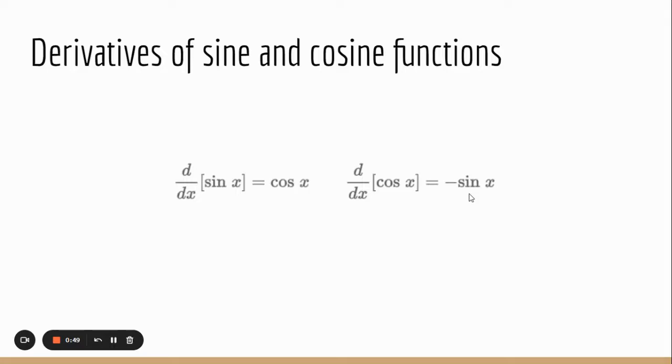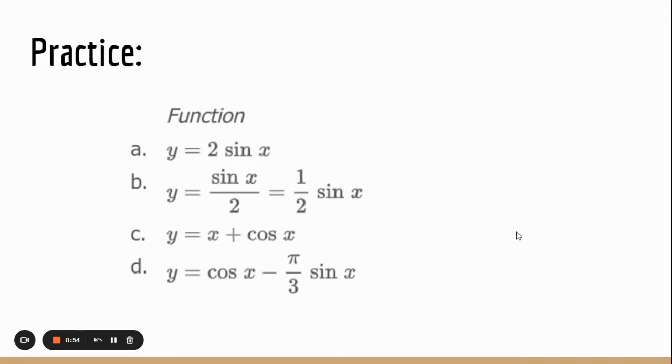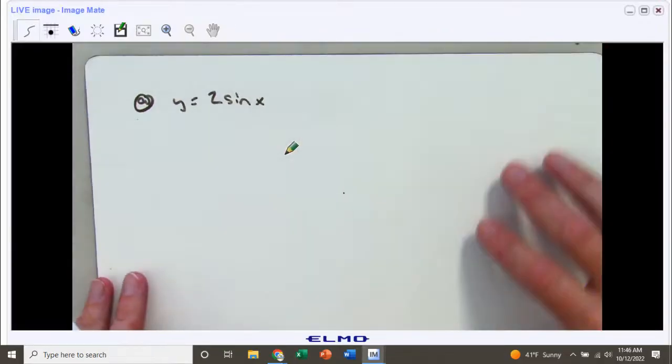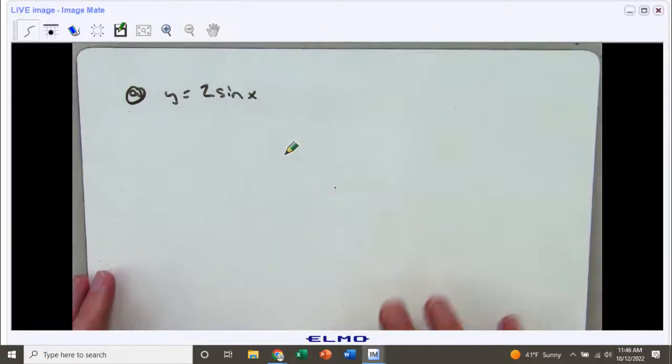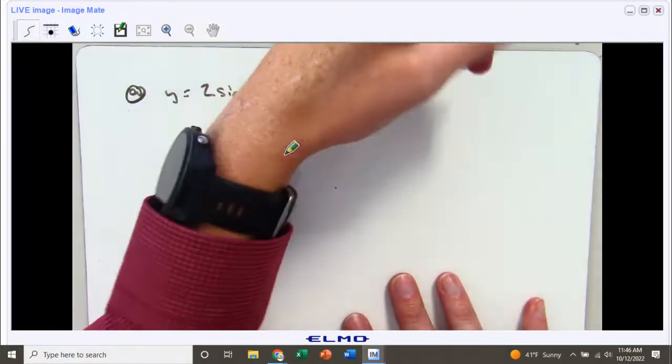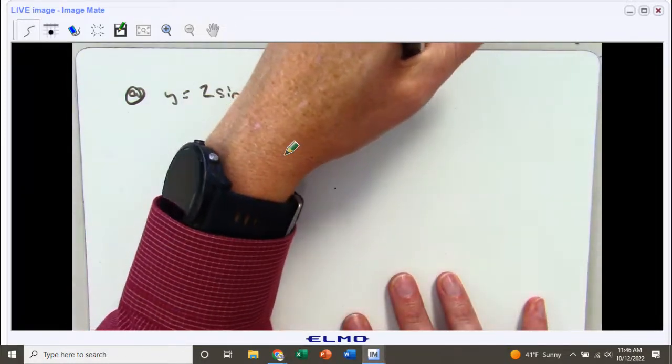Okay. Now, in terms of using these rules, let's take a look at a few different examples. So we'll go through A, B, C, and D one at a time here. But the first one here we have is y equals 2 times the sine of x. So if we take a look at this, just a quick something to think about here. This might be a little confusing, the fact that there's a 2. You don't need to write this down, but just remember, let's say we had something like this.